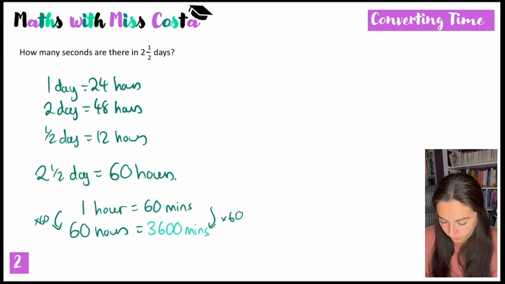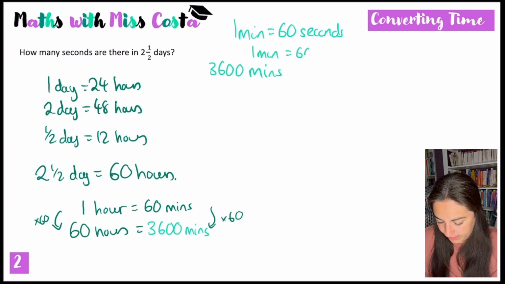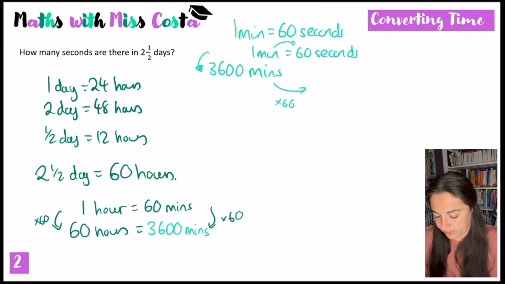And we know that in 1 minute, there are 60 seconds. So 3,600 minutes, 1 minute is 60 seconds. We want to turn into seconds. So what are we going to times? We times minutes by 60 to get to seconds. So we times 3,600 by 60. 3,600 times by 60 gives me 216,000 seconds.